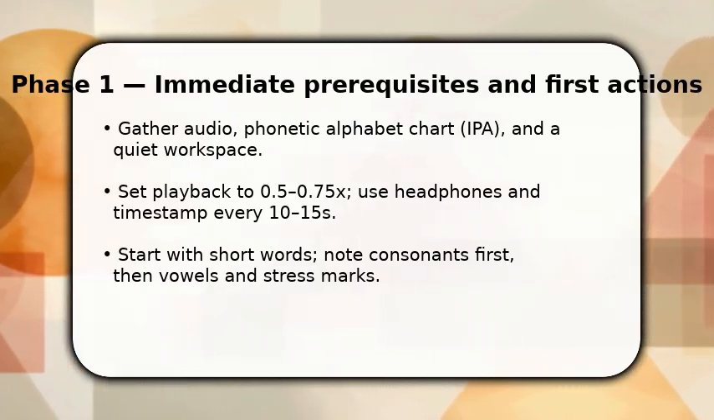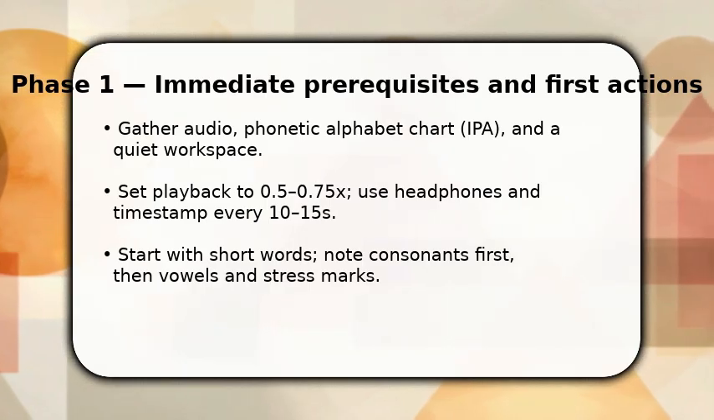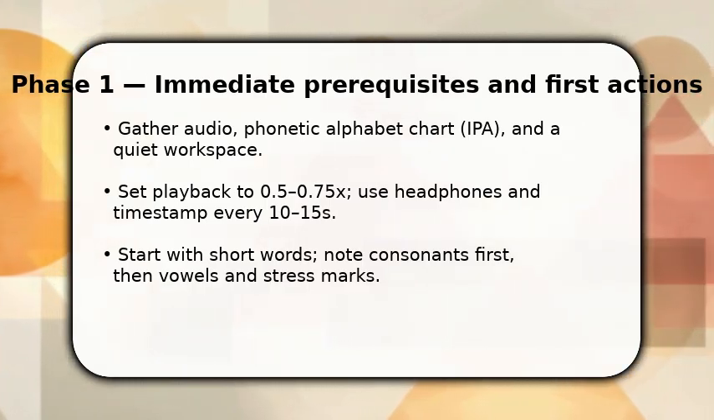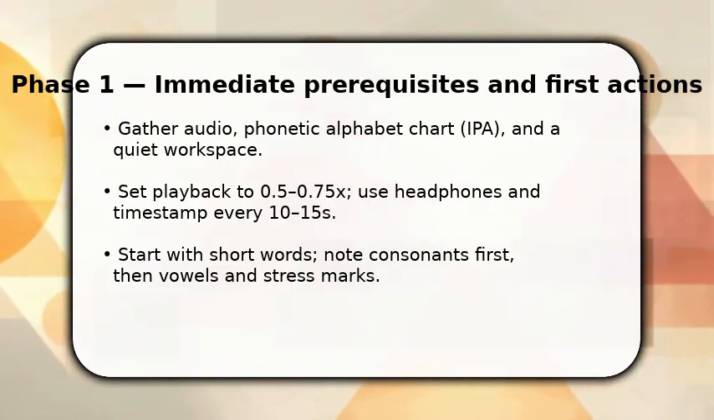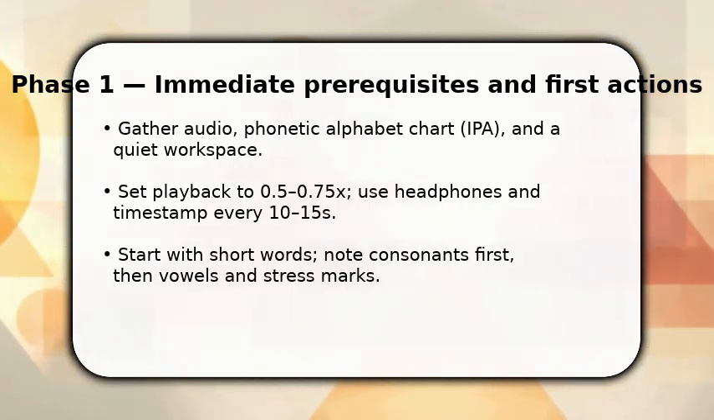Once done, mark vowel quality and primary stress using IPA symbols. Make sure to timestamp rough positions so you can return quickly. This saves time when you refine symbols later.